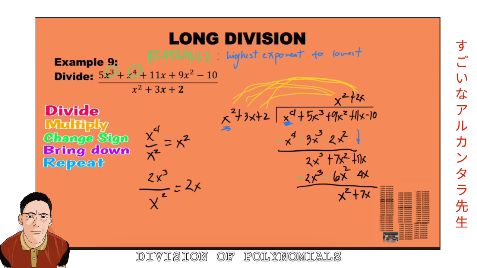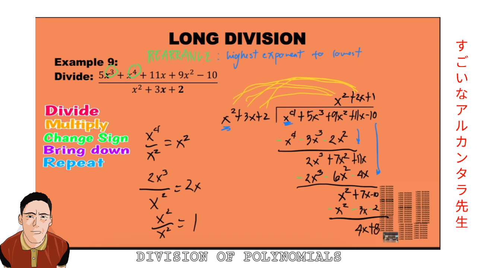Then we bring this negative 10 down. So minus 10. Then you have x squared divided by x squared. The answer is 1. So plus 1. So 1 times everything, you'll have x squared plus 3x, sorry, x squared plus 3x plus 2. Change their signs, they will all be negative. And the remainder here will be 4x plus 8.